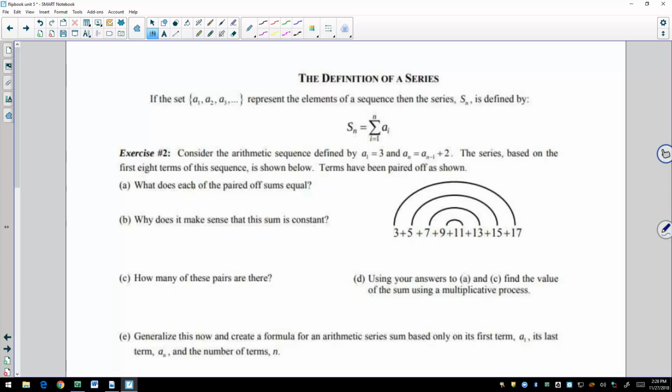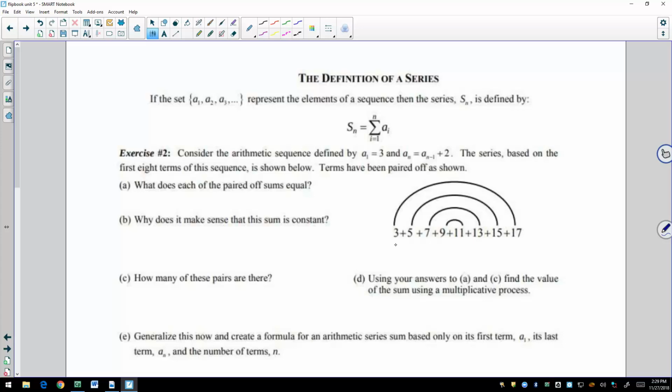So let's look at this first example. Exercise 2. Consider the arithmetic sequence defined by the first term is 3. To get the last term, wherever you're going to stop, you could stop at 100, you could stop at 7. You're going to do the previous term plus 2. And I knew this was previous because it was n minus 1. So like if I was trying to find the 7th term, I would need 7 minus 1, which is 6. So I'd need the 6th term plus 2. Okay, so the series based on the first 8 terms of this sequence is shown below. So this is what you would get if you plugged in the first 8.